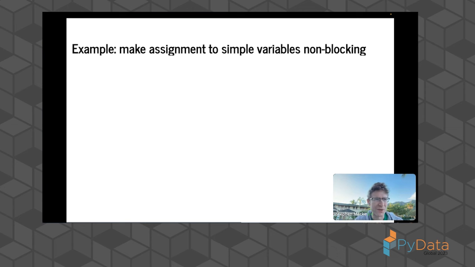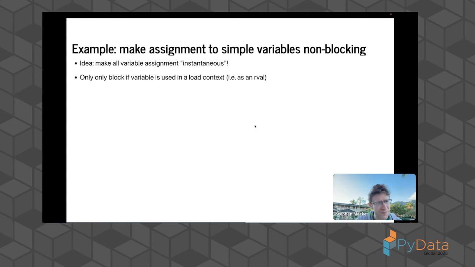And this is one of my favorite examples. For this example, we're actually going to make all assignment statements to simple variables non-blocking so that it appears as if they run instantaneously. So that's the idea. We're going to try and make all variable assignment appear instantaneous. And then we'll only block execution if a variable is used in a load context. So if a variable we assigned to is used in a load context, that's when we'll actually start blocking and waiting for the evaluation to finish.